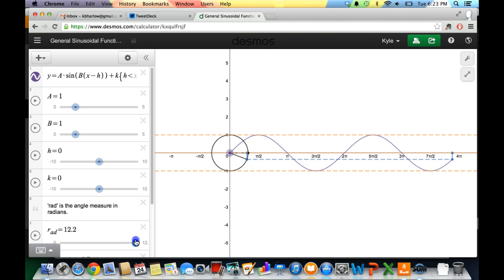And so we can move r all the way out. I've got it set up to 4 pi, and so there are 2 whole cycles, or 2 whole waves, of the sine function. So what happens when we change a?